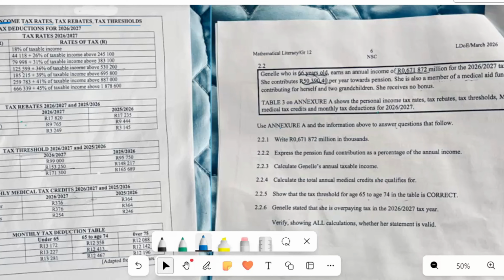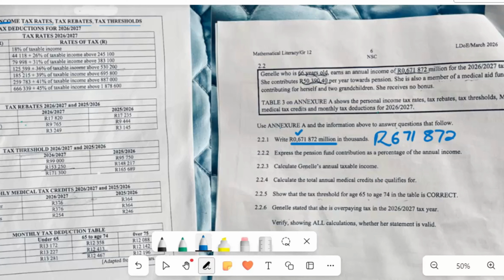Janelle receives no bonus at the end of the year. So we will be referring to the tables on the left to answer the questions on the right. They say write this money in thousands. You see, they wrote it in millions because they included this zero, so you just remove the zero and write it in thousands. It will be 671,872 rands, of course.